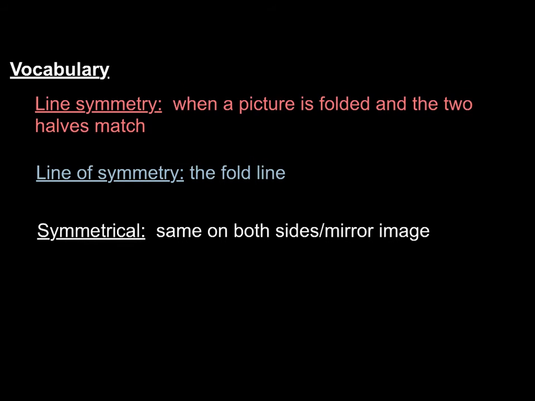So there are some vocabulary words that we need to be familiar with. First of all, we have line symmetry. When a picture is folded and the two halves match, we call that line symmetry. Line of symmetry would actually be the fold line. So when we see that paper folded and we see the fold line or we trace the fold line, that is a line of symmetry. And then finally, we have symmetrical. If it's the same on both sides, or some people like to call it a mirror image, then we call it symmetrical.